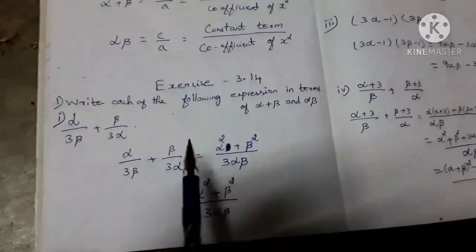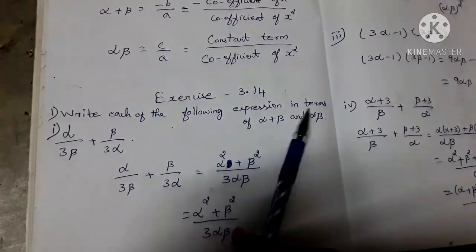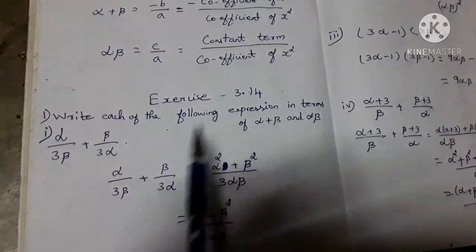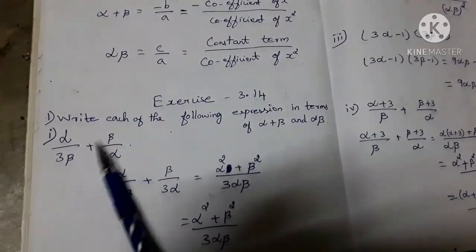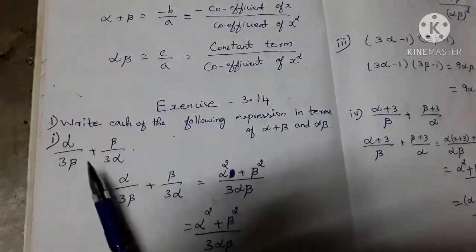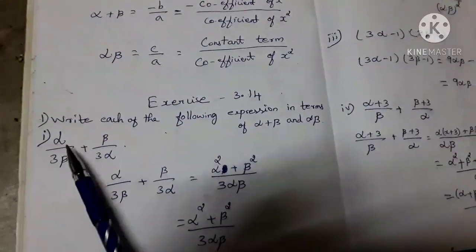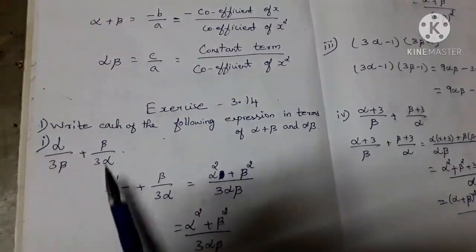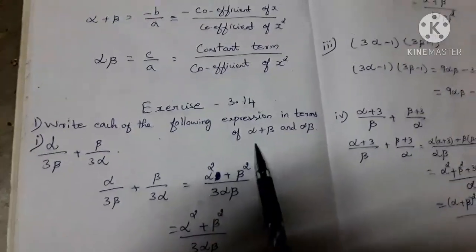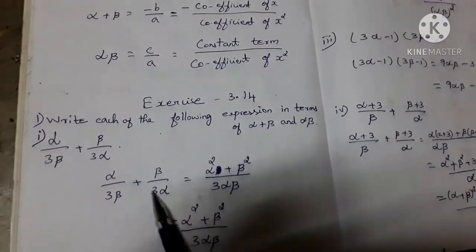Exercise 3.14, question number 1. Write each of the following expressions in terms of alpha plus beta and alpha beta. They give the expression, and we are going to write it in terms of alpha plus beta and alpha beta. So here how is it given? Alpha by 3 beta plus beta by 3 alpha. But we have to express it in terms of alpha plus beta and alpha beta. So what do we have to do?